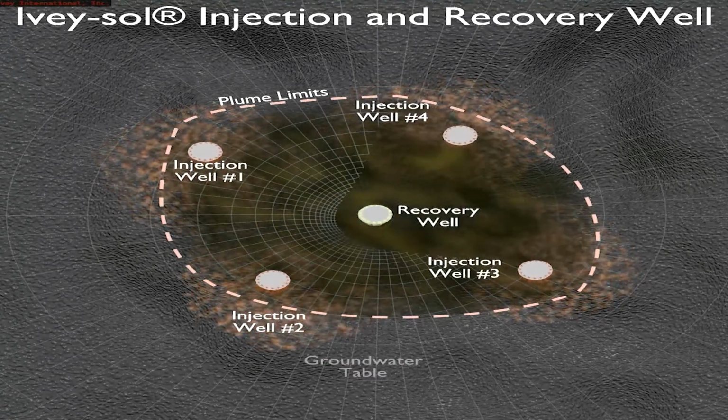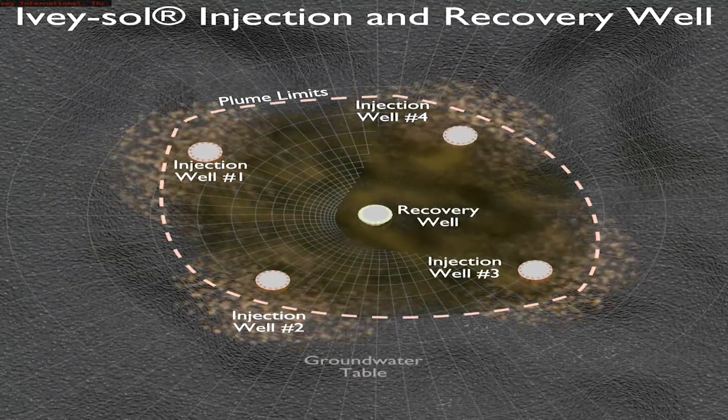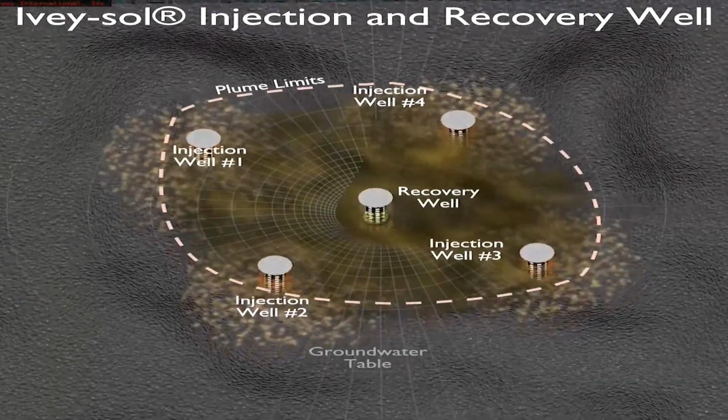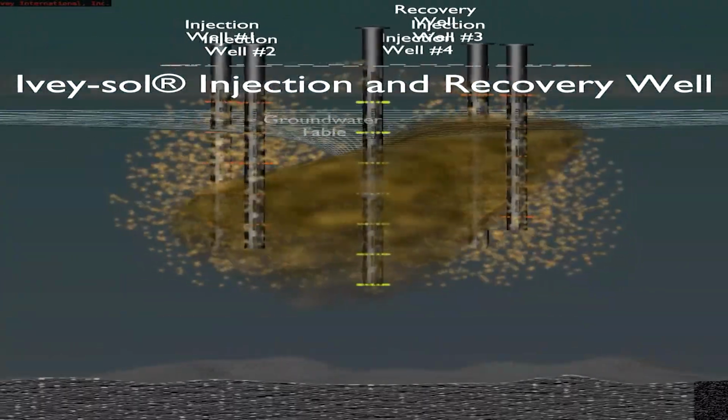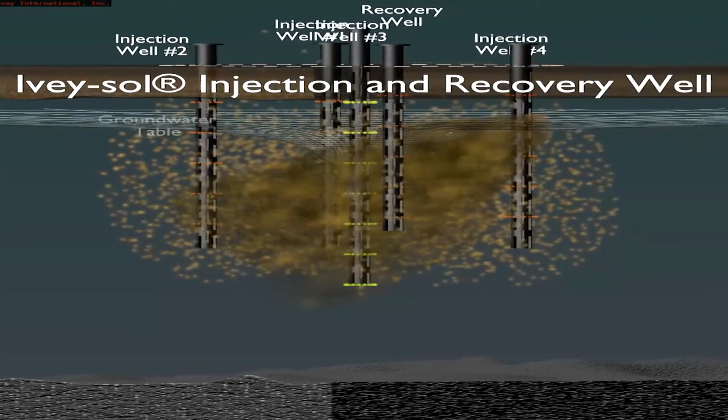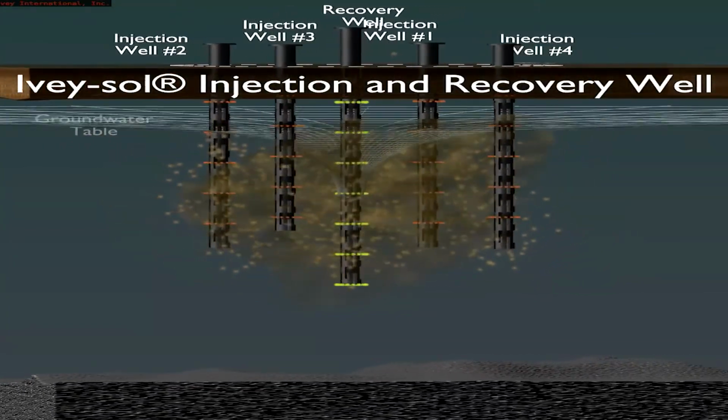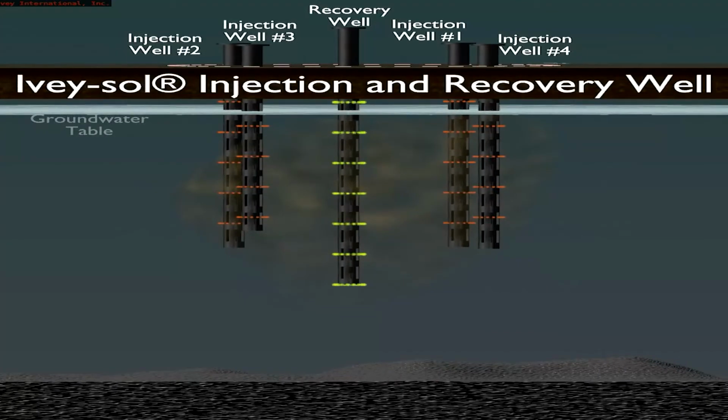And these injection wells are obviously injecting into a certain specific layer in the geology where the contamination is. And then what happens is, by pumping at the central well, it nudges that Ivey-sol you've put through that impacted geology, where it starts working on those contaminants, making them miscible, so you realize that mass at the central well.